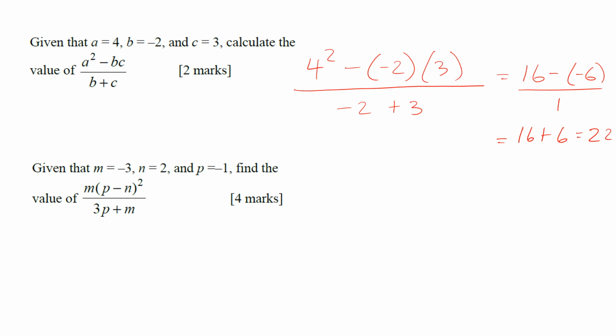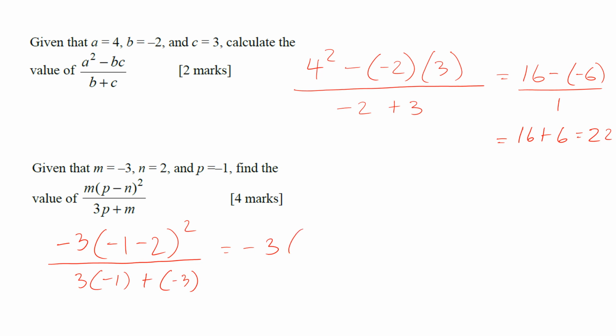Let's move on to another one where we have m is equal to negative 3 and n is equal to negative 2 rather, and p is equal to negative 1. So let's substitute. So it's m in bracket all squared, p minus n, then all over 3p plus m. So let's substitute. It says negative 3, then inside the parentheses we have negative 1 minus 2, all squared, all over 3p, which is negative 1, plus m, and m is what? Negative 3.